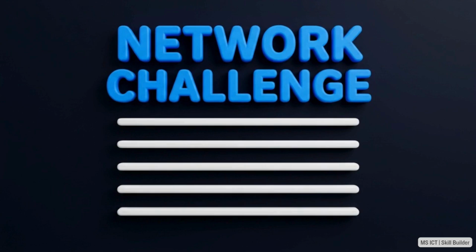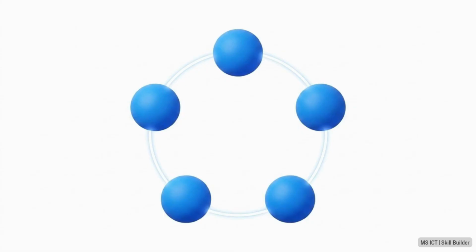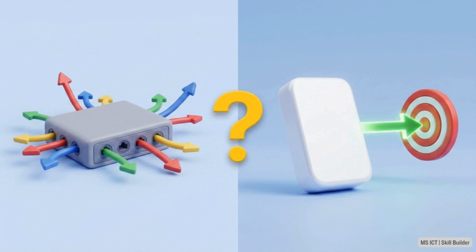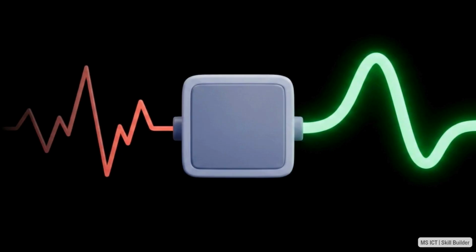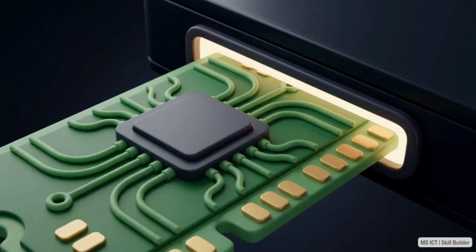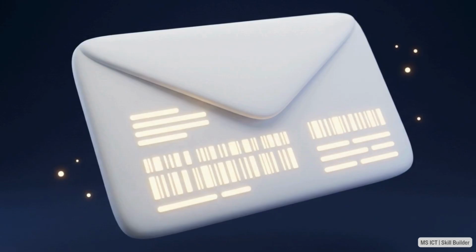Ready? What are the 5 required components of communication? Which local device is intelligent, a hub or a switch? What prevents a long-distance signal from dying? What card lets a device actually touch the network? And what do we call the rules that package the data?